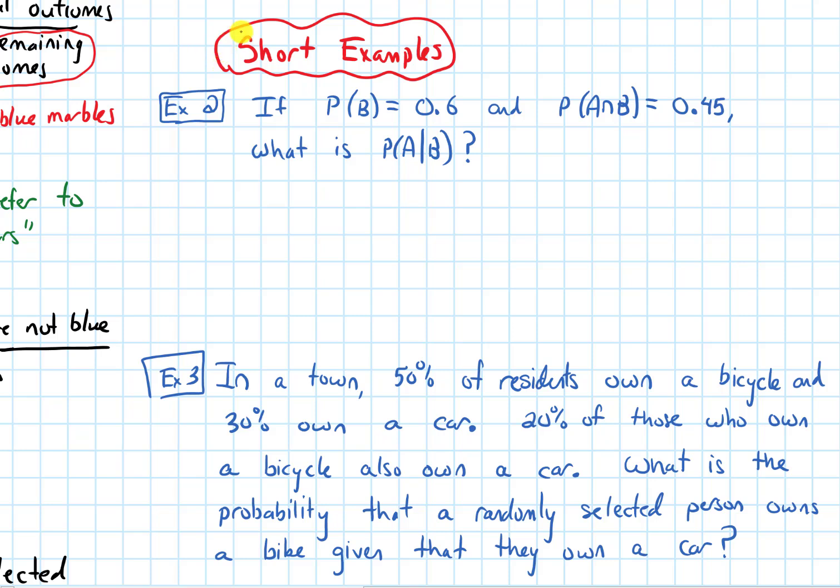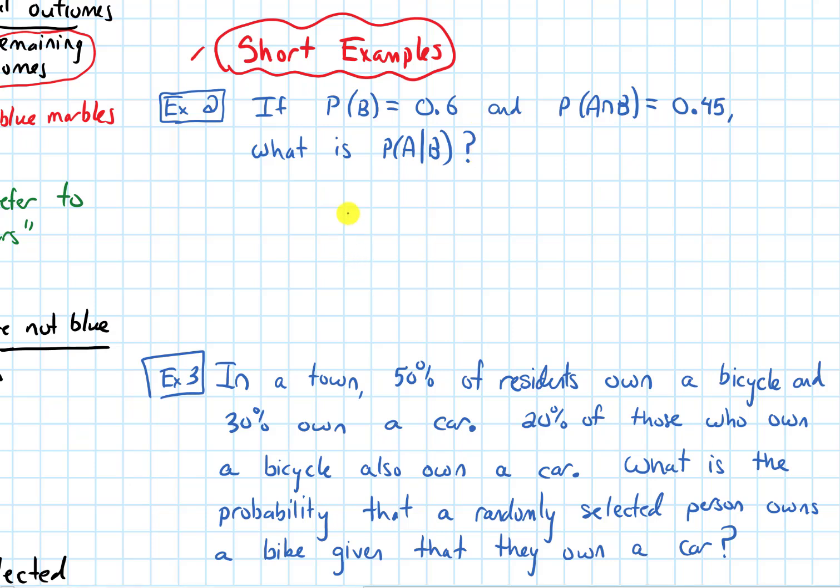In this video, we will do some short examples involving conditional probability. So the first example says that if the probability of B occurring is 0.6 and the probability of A intersect B is 0.45, what is the probability of A given that B occurs?